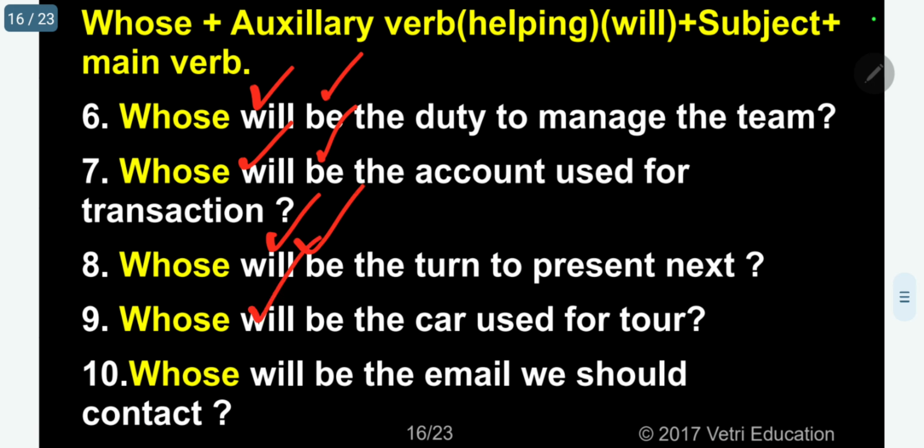Whose will be the car used for tour? Will be used. Kindly follow. Will auxiliary, be used, that is the main verb. Will be used. Kindly follow. Whose will be the email we should contact? Whose will be, will auxiliary, be main verb. Email we should contact. Kindly follow.